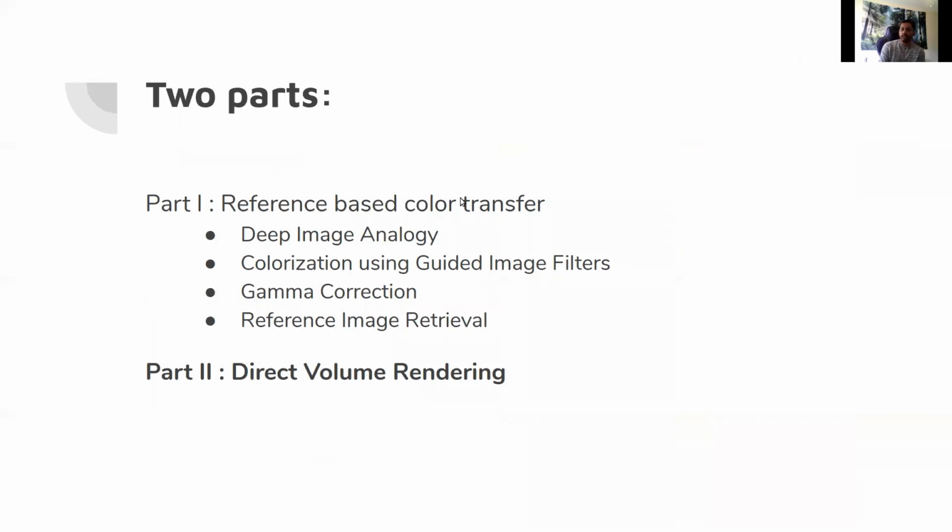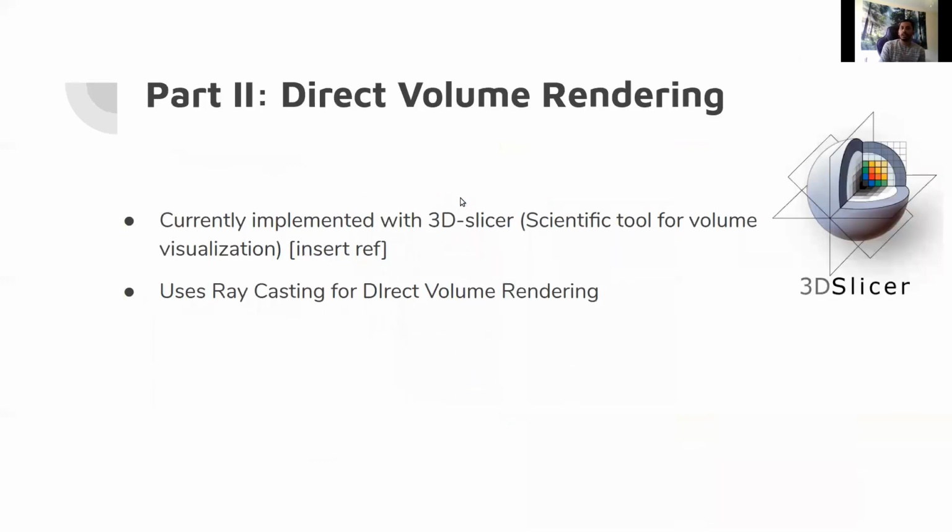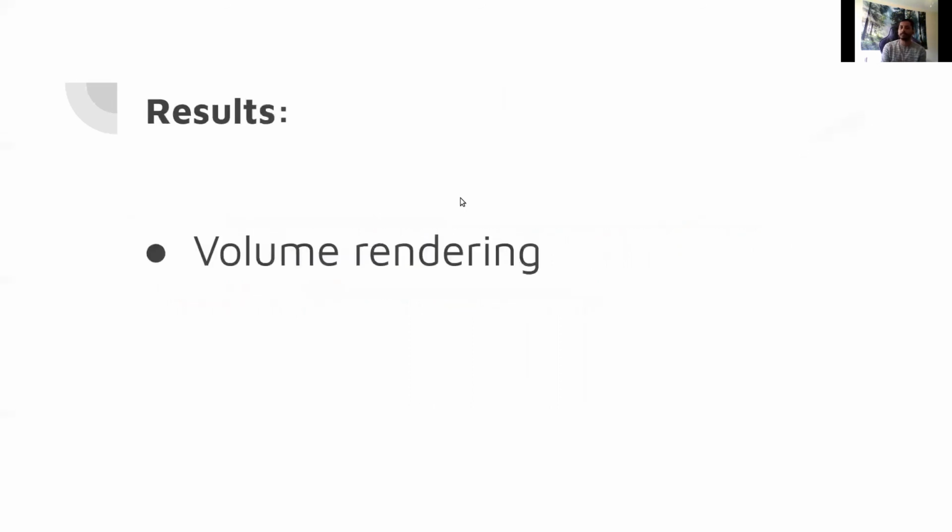Now we will move on to the volume rendering part. So after obtaining the colored images, the second part was to render a 3D volume out of those colored MRI images. Currently, we are using a pre-existing volume rendering software that is 3D Slicer to perform the volume visualization. So we are using 3D Slicer to perform raycasting for direct volume rendering. And 3D Slicer is an open source medical computing platform. So let's see some of the results after the volume rendering.